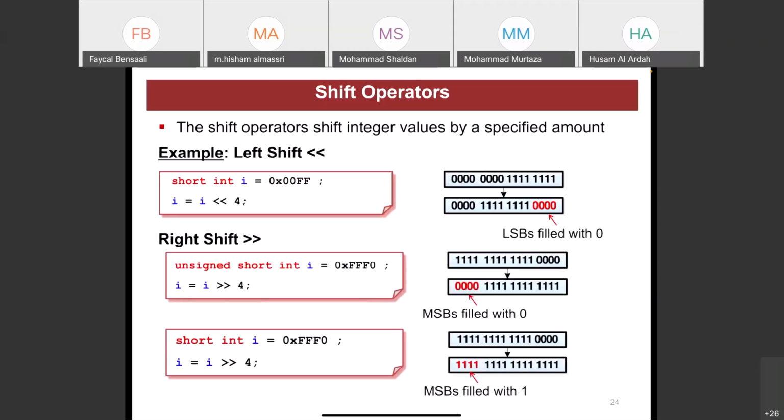The last slide about bit manipulation is about shift operators. The shift operators, as you know, shift integer values by a specified amount. So we have the left shift and the right shift, and we did this, I don't know if you remember, when we did VHDL. For the right shift, we have 2 cases. It will depend on whether the number or variable is signed or unsigned. For the left shift, it doesn't matter, signed or unsigned; it's the same principle.